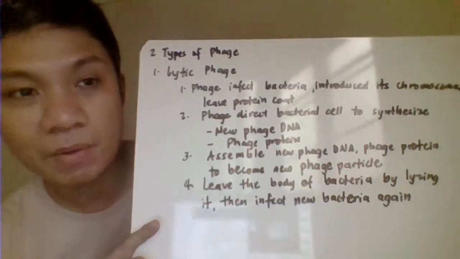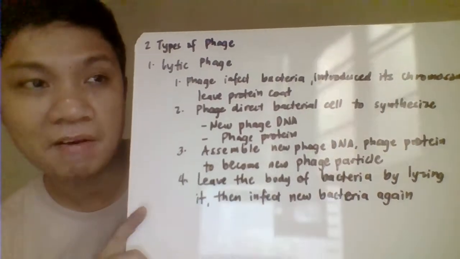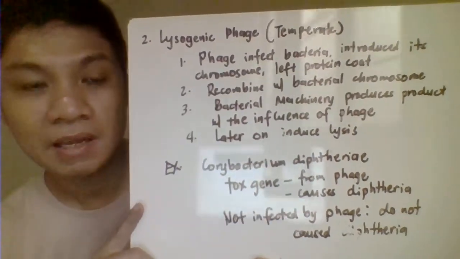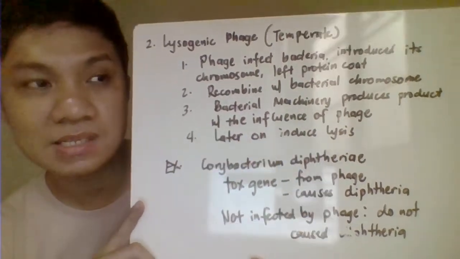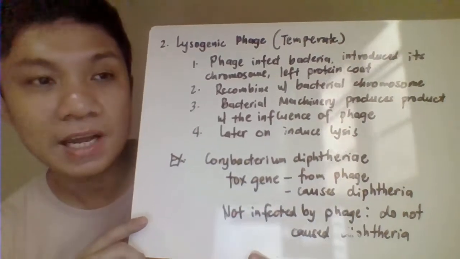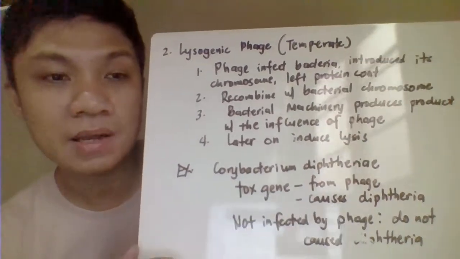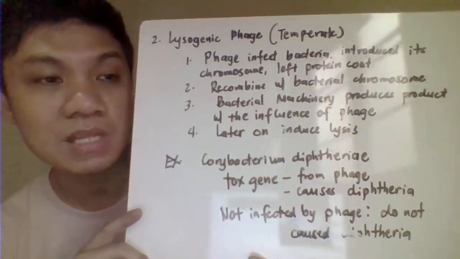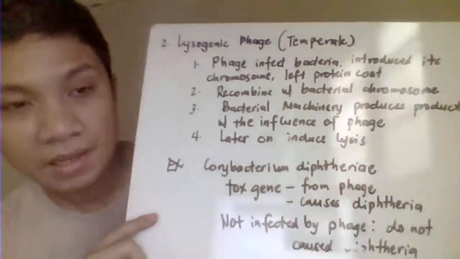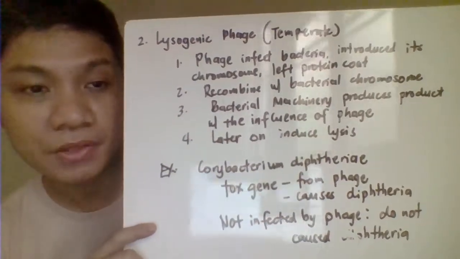But in the lytic phage, directly, it makes new components of the phage itself. Unlike here, it lets the bacteria first make the bacteria's own products, but that one would still have the influence of the phage. So what the bacteria's products do is no longer that perfect, because again, that's already under the influence of your bacteriophage. Example for that, we have your Corynebacterium diphtheriae.